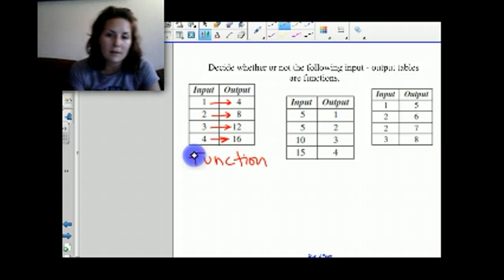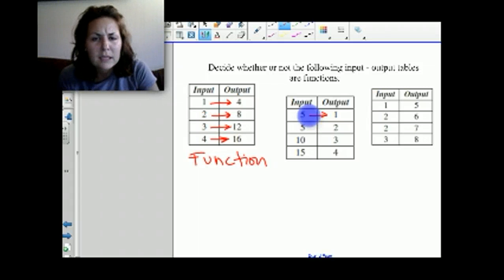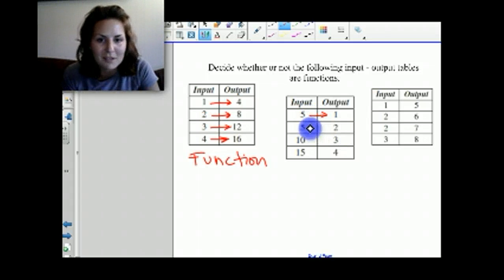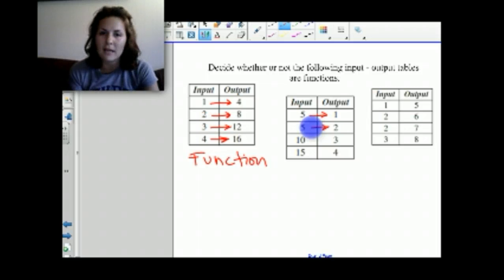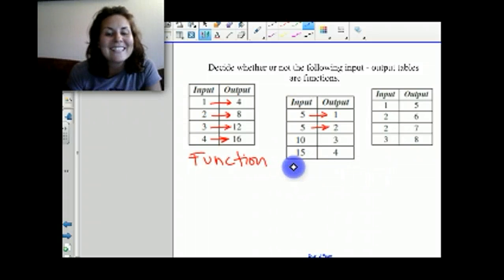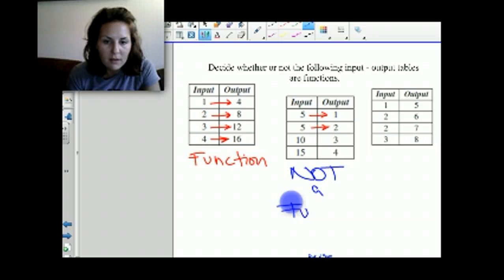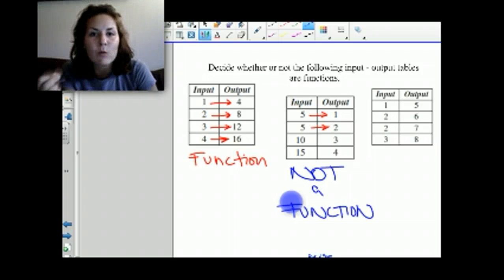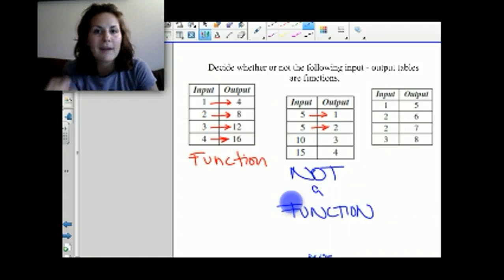Now the second one, I put in a 5 and a 1 popped out. Now I put in a 5 again for funsies, and a 2 popped out, and I go yell at the function factory salesman, this is not a function. Every input has to have exactly one output. When I input a 5, I better get the same thing come out every single time.